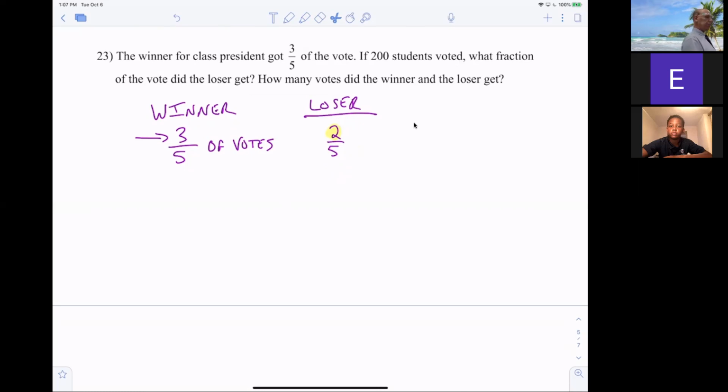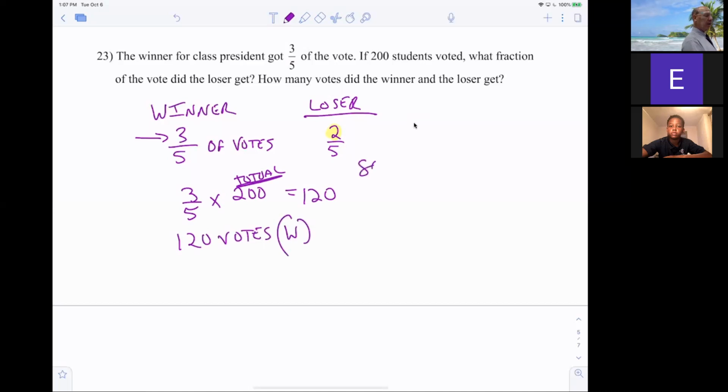Now, carry on. So I multiplied 3/5 times 200, I got 120. Hold up. 3/5 times what? 200. Right, because 200 represents the total. And we're breaking 200 up into the winners and the losers. So if you multiply that by 3/5, what did you get? I got 120. So that means the winner got 120 votes and the loser got 80. Now, can you tell me how you got 80 so quickly? I did 200 minus 120. Yes, 200 minus 120 is 80 votes for the loser.